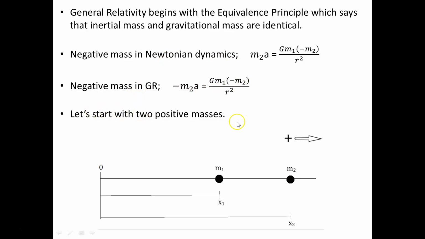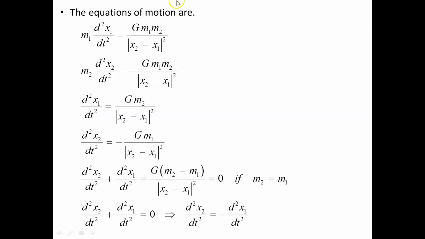All right, so let's start with two positive masses, and this analysis will be valid in both Newtonian dynamics and general relativity. This is where they agree with each other, because fortuitously inertial mass and gravitational mass will be identical in both cases. So at coordinate x1 you have the first mass m1, and at coordinate x2 you have another mass m2. Motion to the right will be taken as the positive direction. The equations of motion are m1 d2x1, that's the acceleration of the first particle, is equal to this object here, all very familiar.